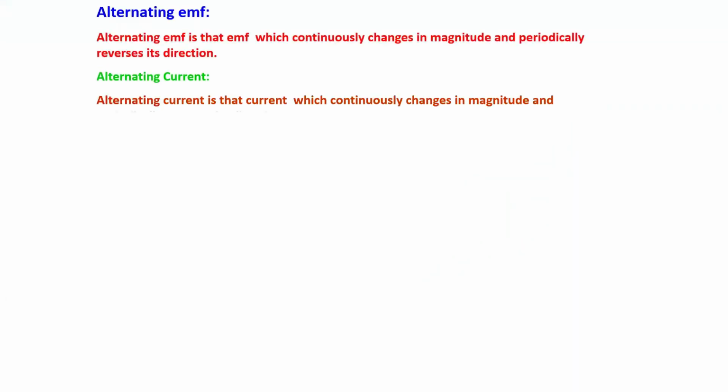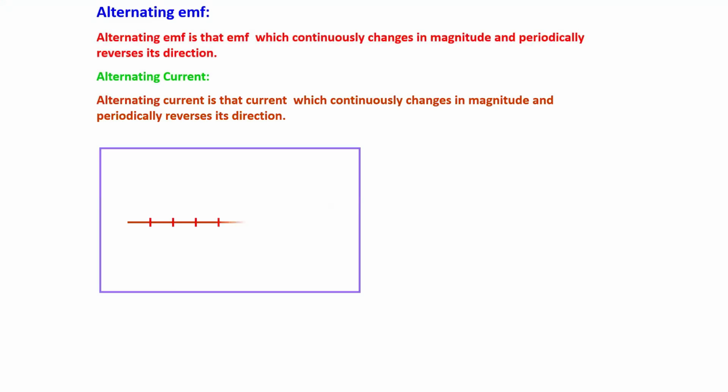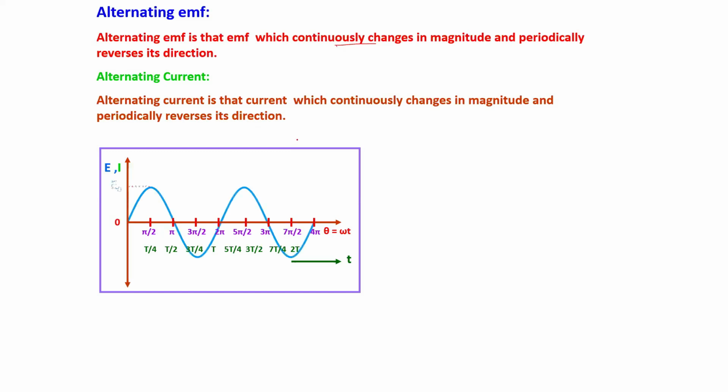Okay, first we are going to study what is meant by alternating EMF and alternating current. Alternating EMF is the EMF which continuously changes in magnitude and periodically reverses its direction. It's similar to alternating current, but in the case of alternating current, we talk about the current which continuously changes in magnitude based on the given direction. Usually, the alternating current is represented using a sine wave.